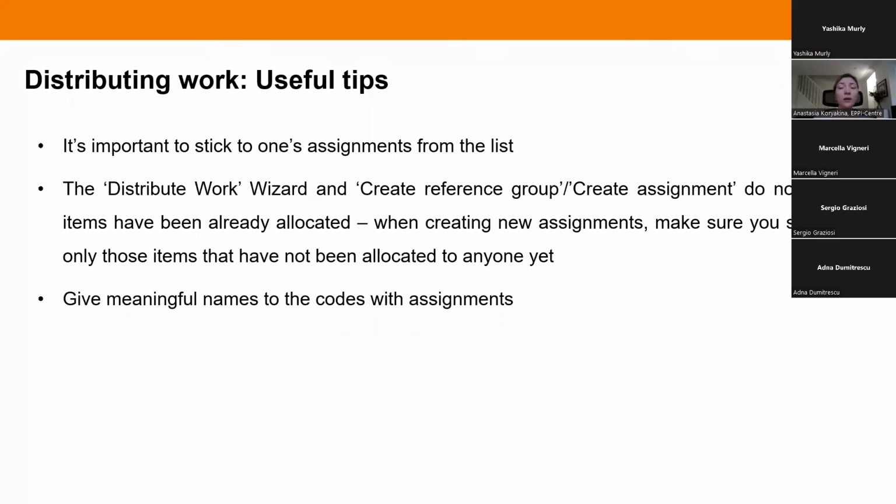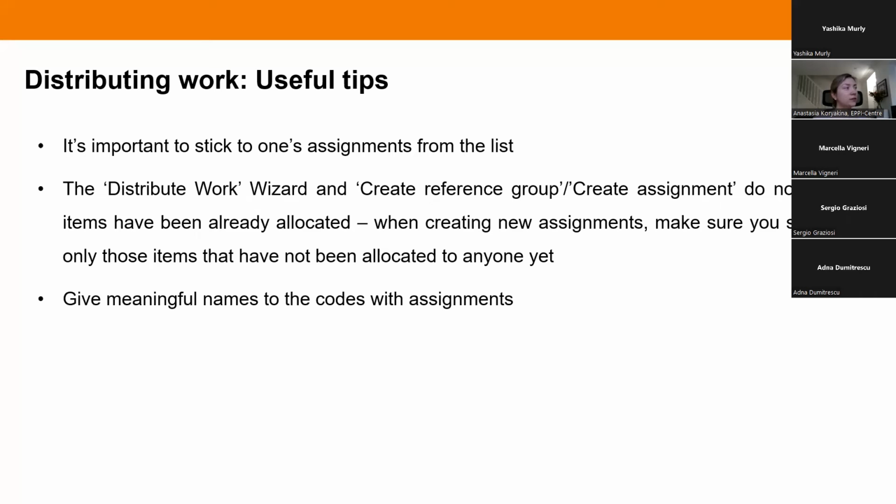So the way to avoid this situation is to use the Distribute Work wizard in one go, and that's it, or to create admin codes that would contain each batch of items that you want to distribute among reviewers. So for example, you have one batch with 10% of items that would be assigned for double screening, and then you create another batch that would contain the remaining 90% of items to be assigned for single screening. That would be the way to avoid any overlap.